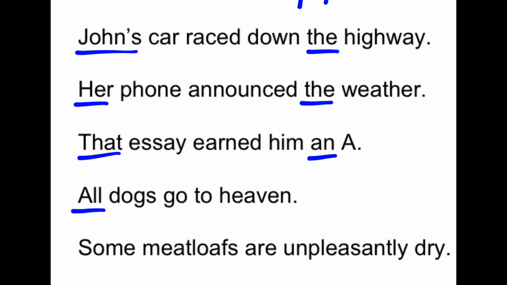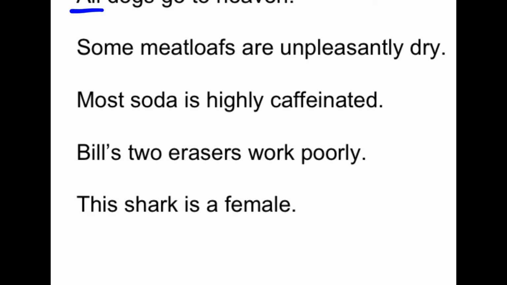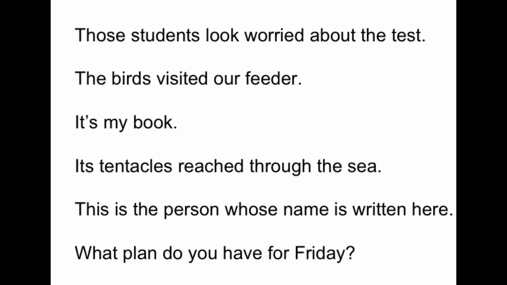Notice they're functioning like adjectives here, but they don't have comparative forms. They're not really descriptive. They're just identifying either which one or clarifying the relationship between which car or which highway or which phone or which weather we're talking about. Some, most, bills, to, this, and a all function as determiners. Those, the, our, my, its, the, whose, what, are all determiners.